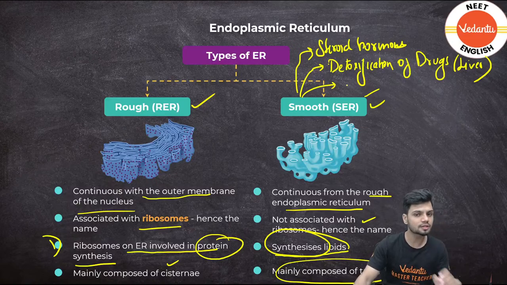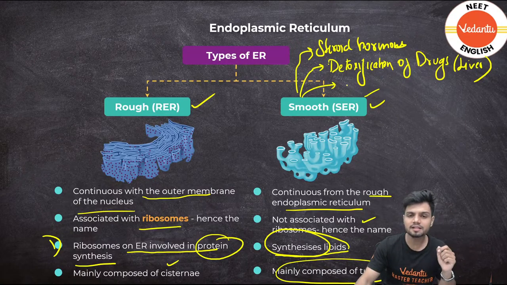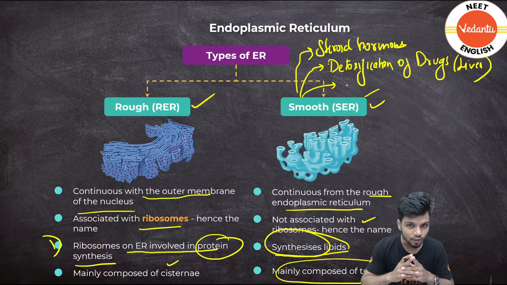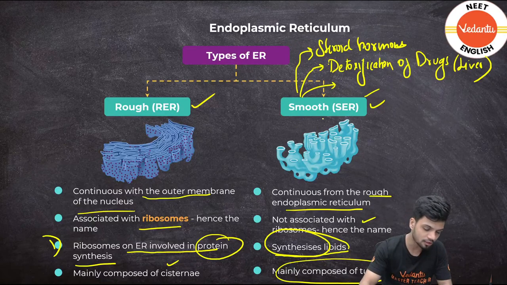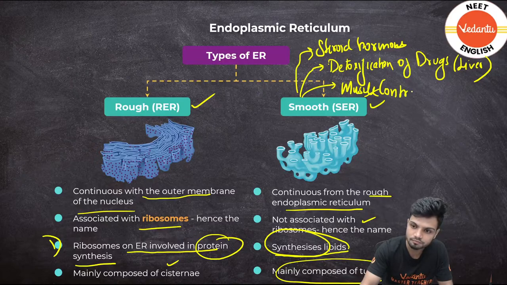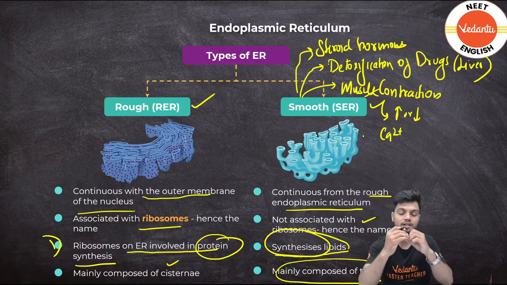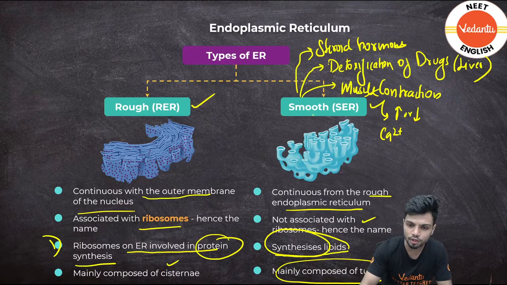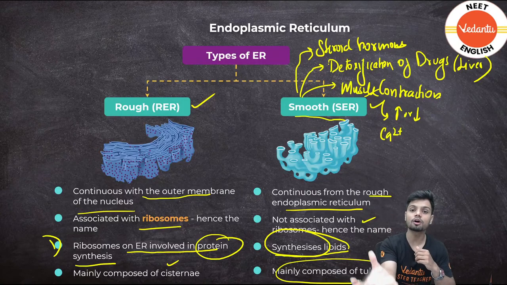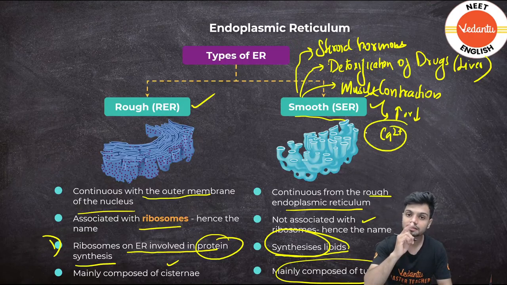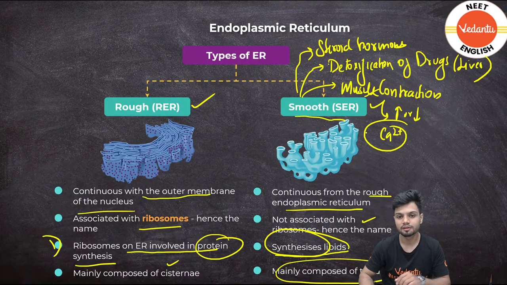In locomotion, in muscle contraction, we learned that there is involvement of the endoplasmic reticulum. Remember that? Especially the smooth endoplasmic reticulum is involved in muscle contraction. I'm connecting the chapters now. It opens up and closes calcium channels. When the calcium channels open up, contraction happens. So smooth endoplasmic reticulum releases or takes back the calcium ions. Clear? Now, that is the end of your endoplasmic reticulum.